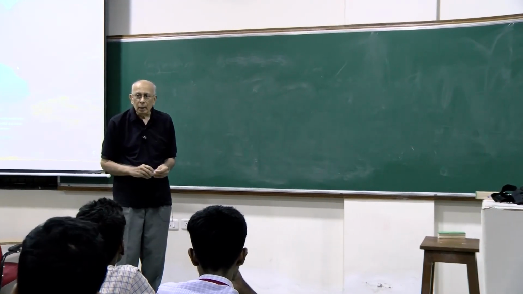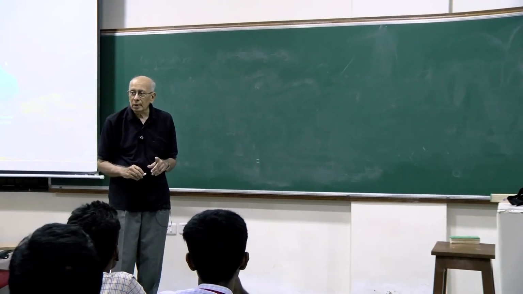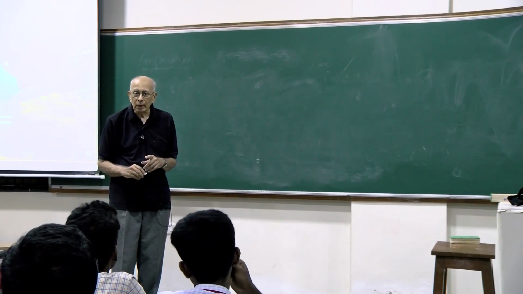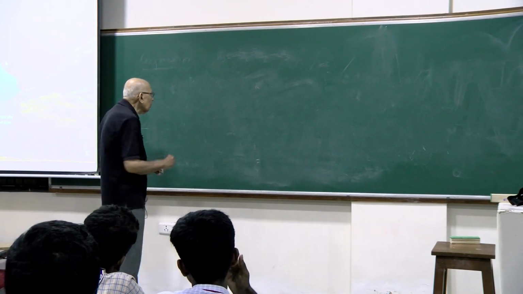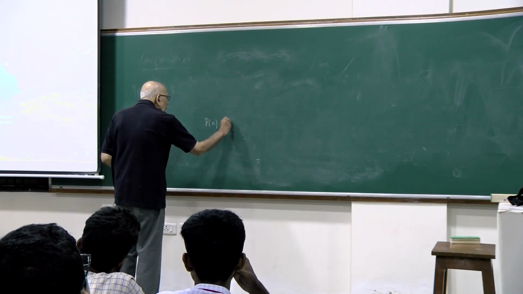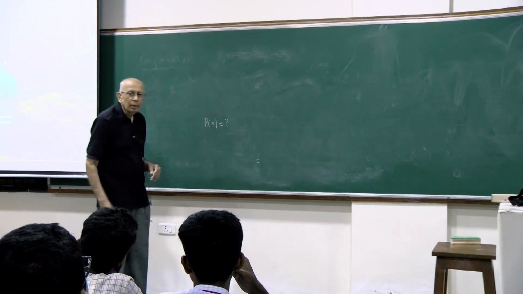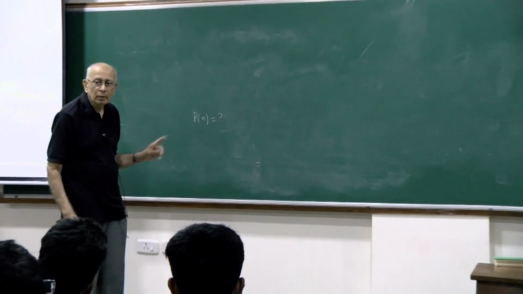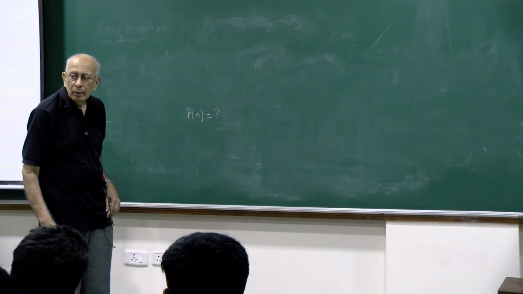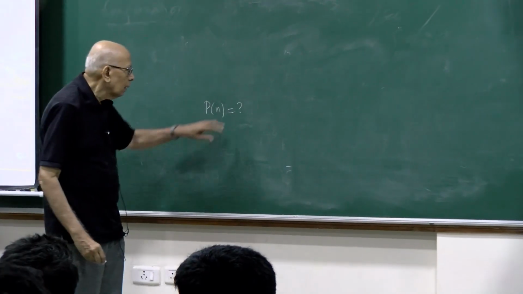Let me get a head for the first time in the nth toss. n runs 1, 2, 3, 4, etc. Then I ask, what is the probability P of n? That means I must get a head for the first time in the nth toss. What's the probability of that?